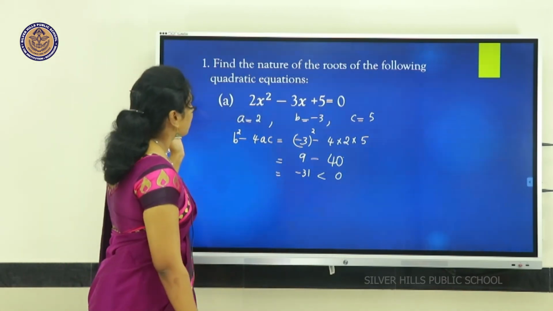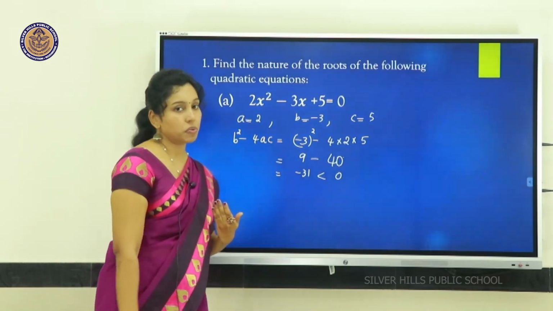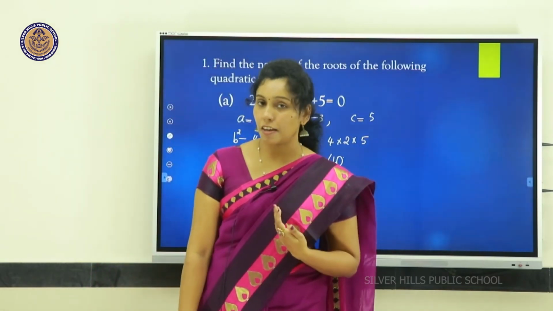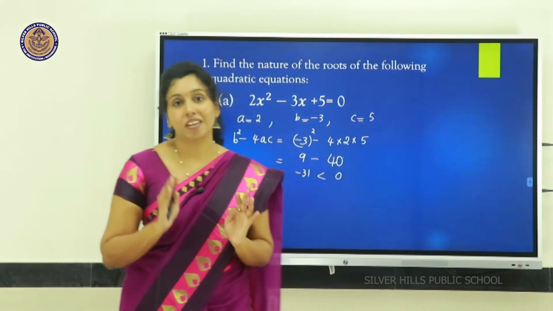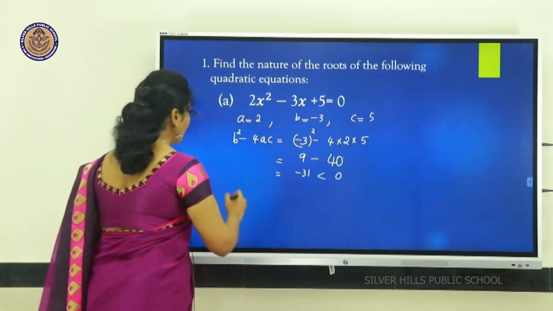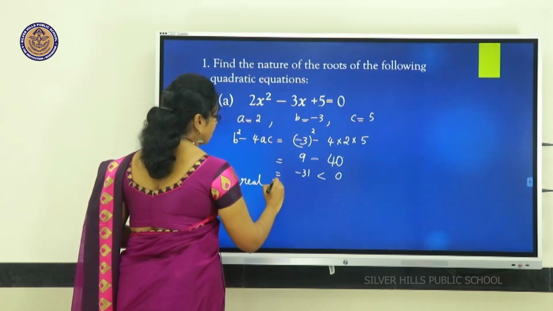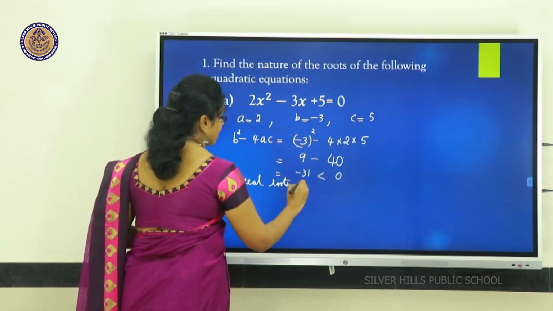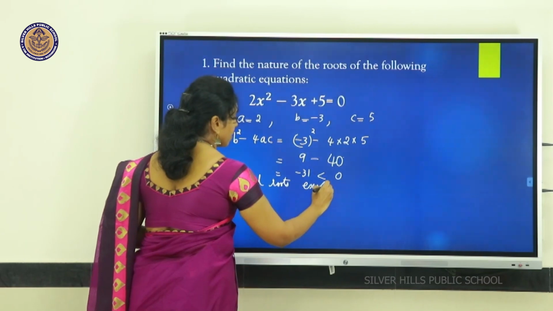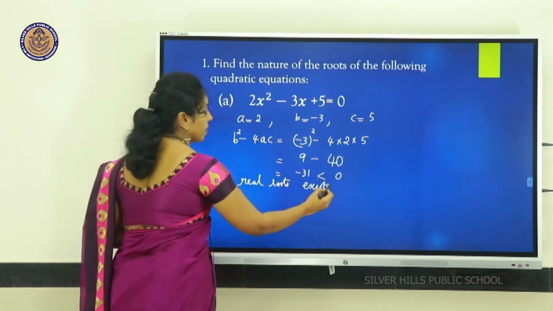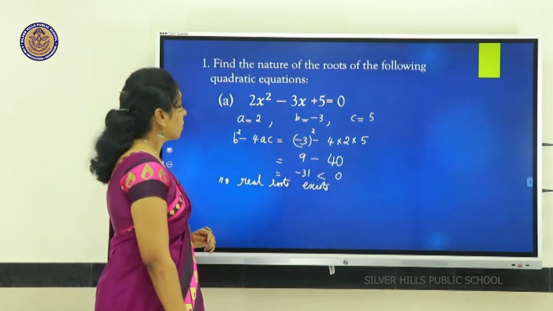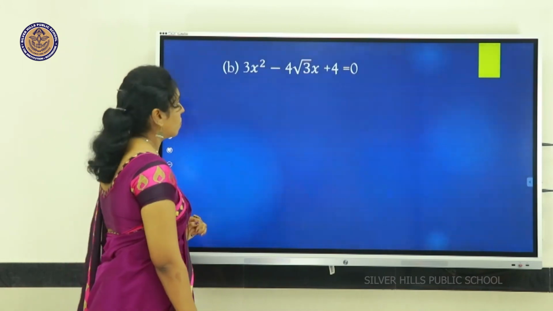So how can you predict what will be the nature of the roots? We know if the discriminant is less than 0, no real roots exist. So we'll conclude no real roots exist for this quadratic equation. Okay, so now let's do the next one.